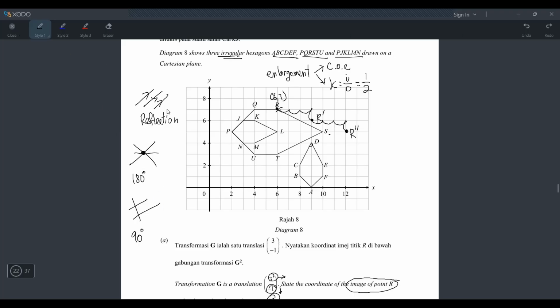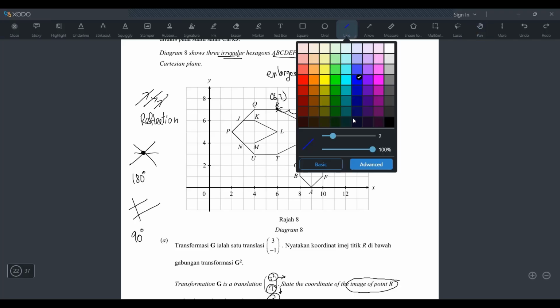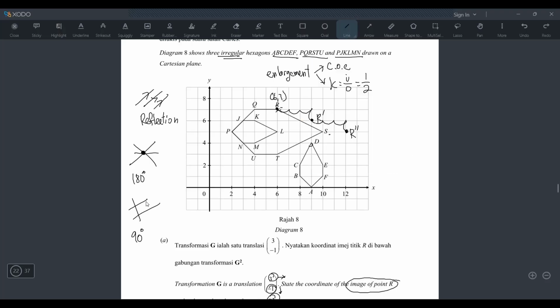Okay, so how do we know whether it's reflection or rotate 180 or rotate 90? We have to draw lines. So let's draw lines. But you don't have to draw many lines actually. If you draw 3 lines, you can see the pattern already. So just 3 lines is enough. So L has to join to who? You don't see main. L is to D, right?